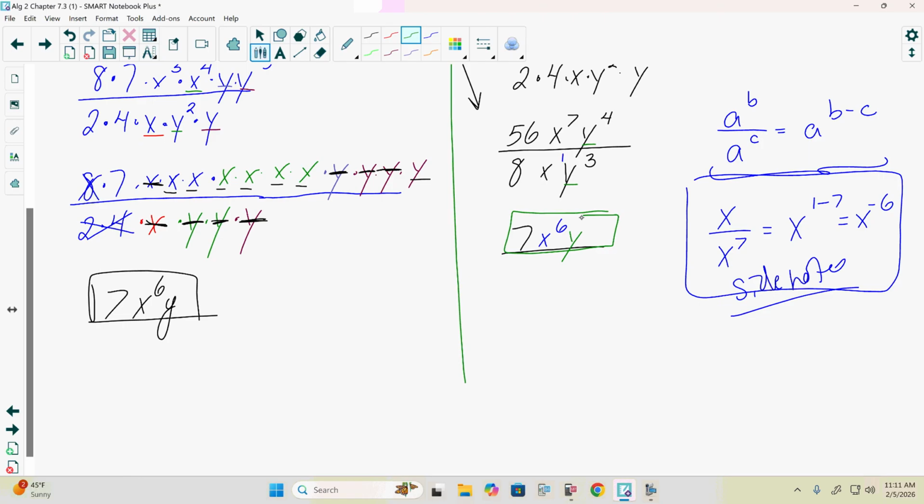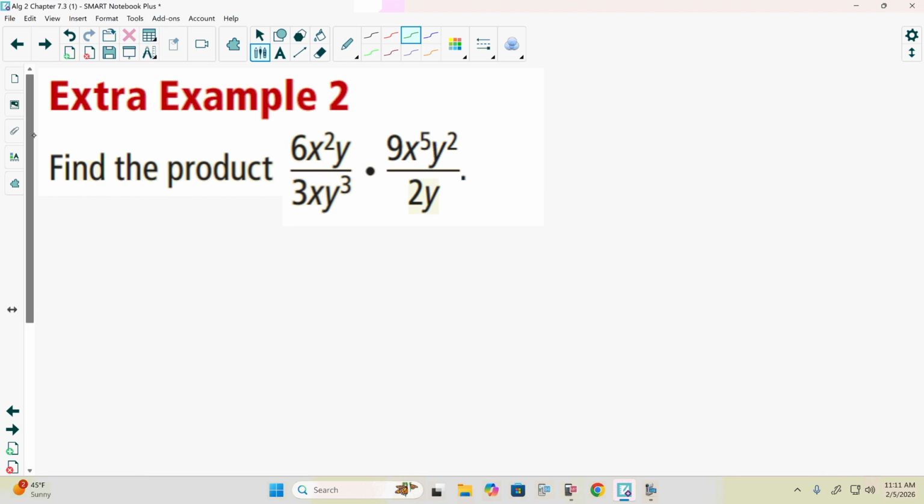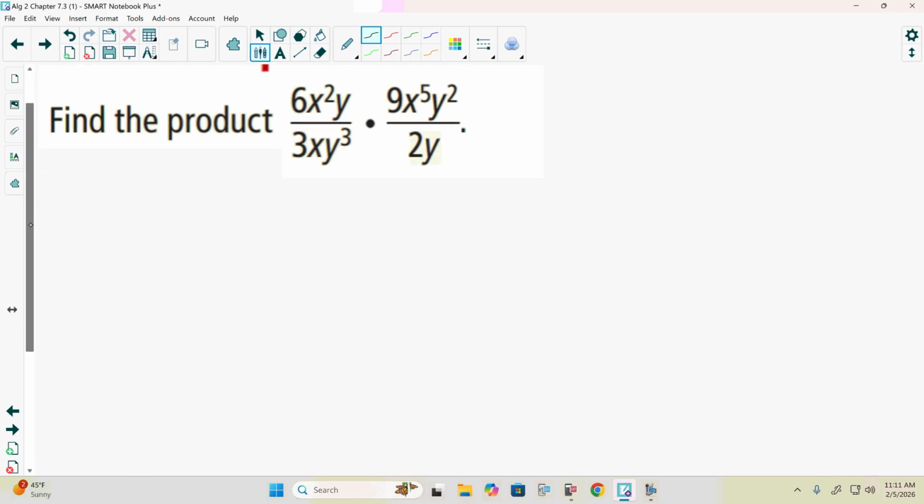Do we like method 2 or 1 better? 2. It is the exact same process, it's just we've condensed a lot of the steps down. We're going to find the product of these here: 6x squared y over 3x y cubed times 9x to the fifth y squared over 2y.